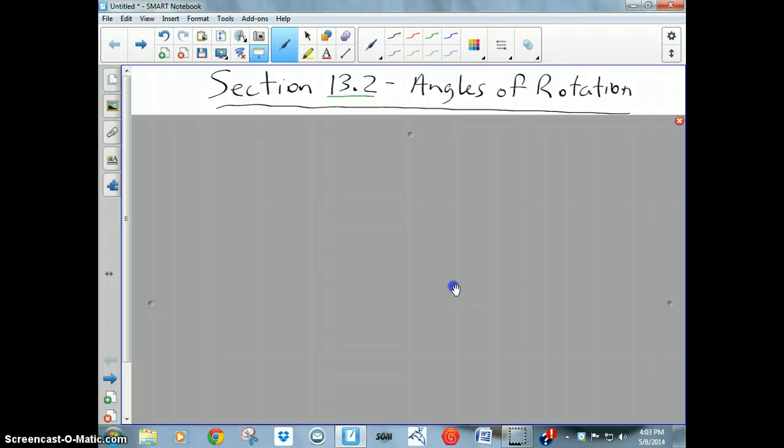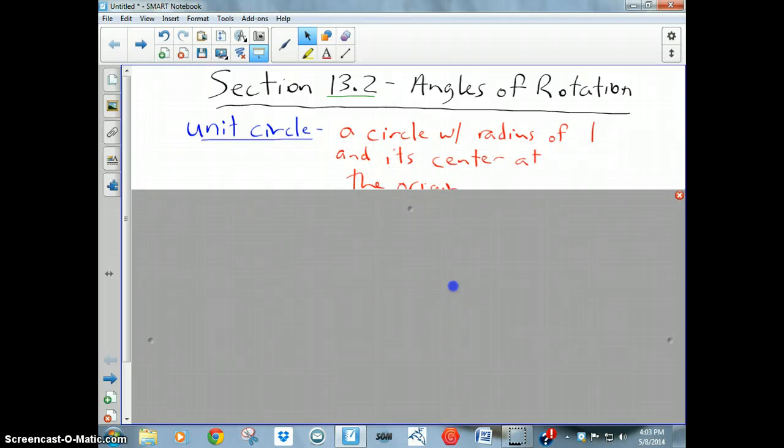Section 13.2 and Section 13.3. I skipped them because I felt they would fit better with Chapter 14. So, Section 13.2 is on angles of rotation. We're going to talk about trig as well as circles, and we're going to put them together in this unit.